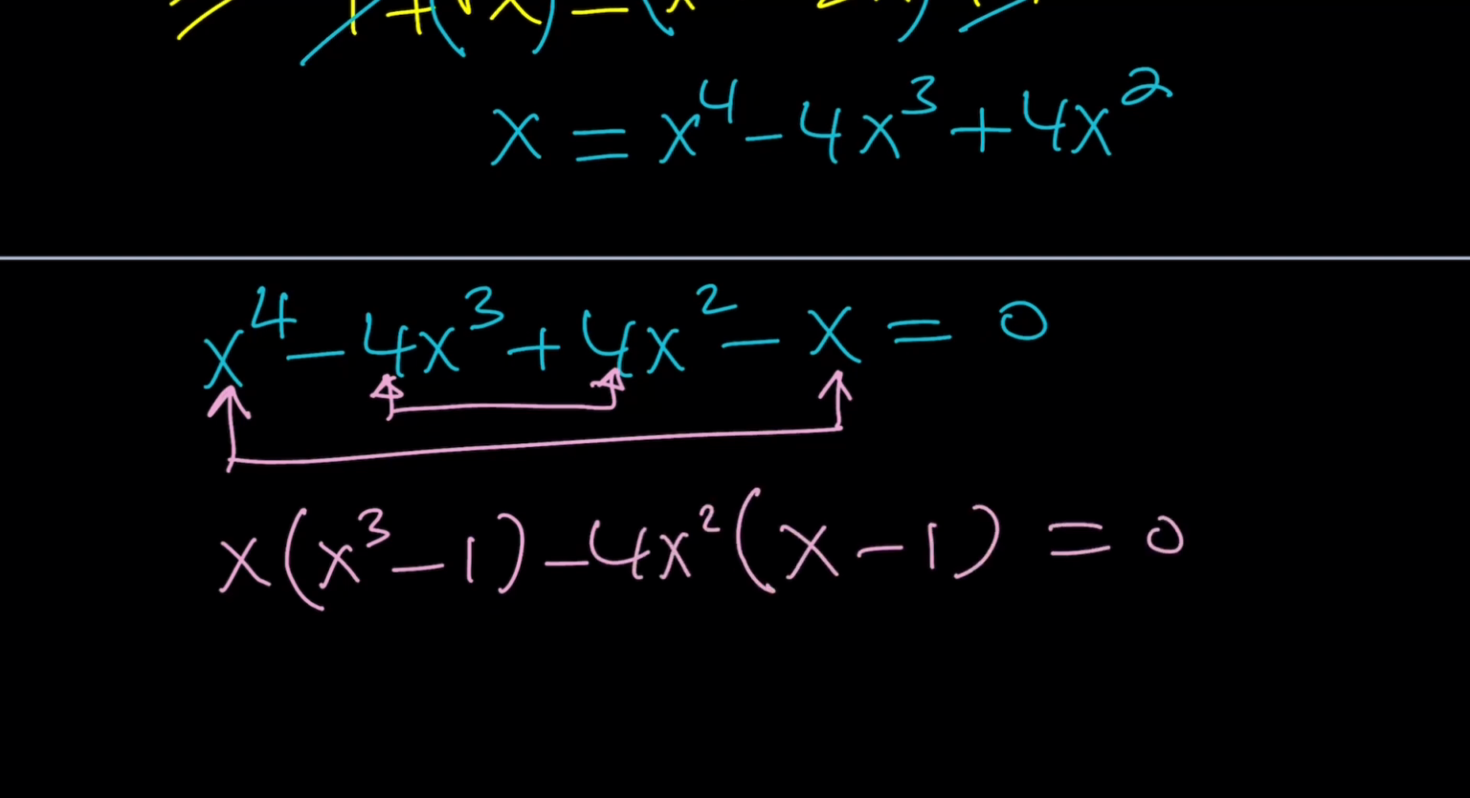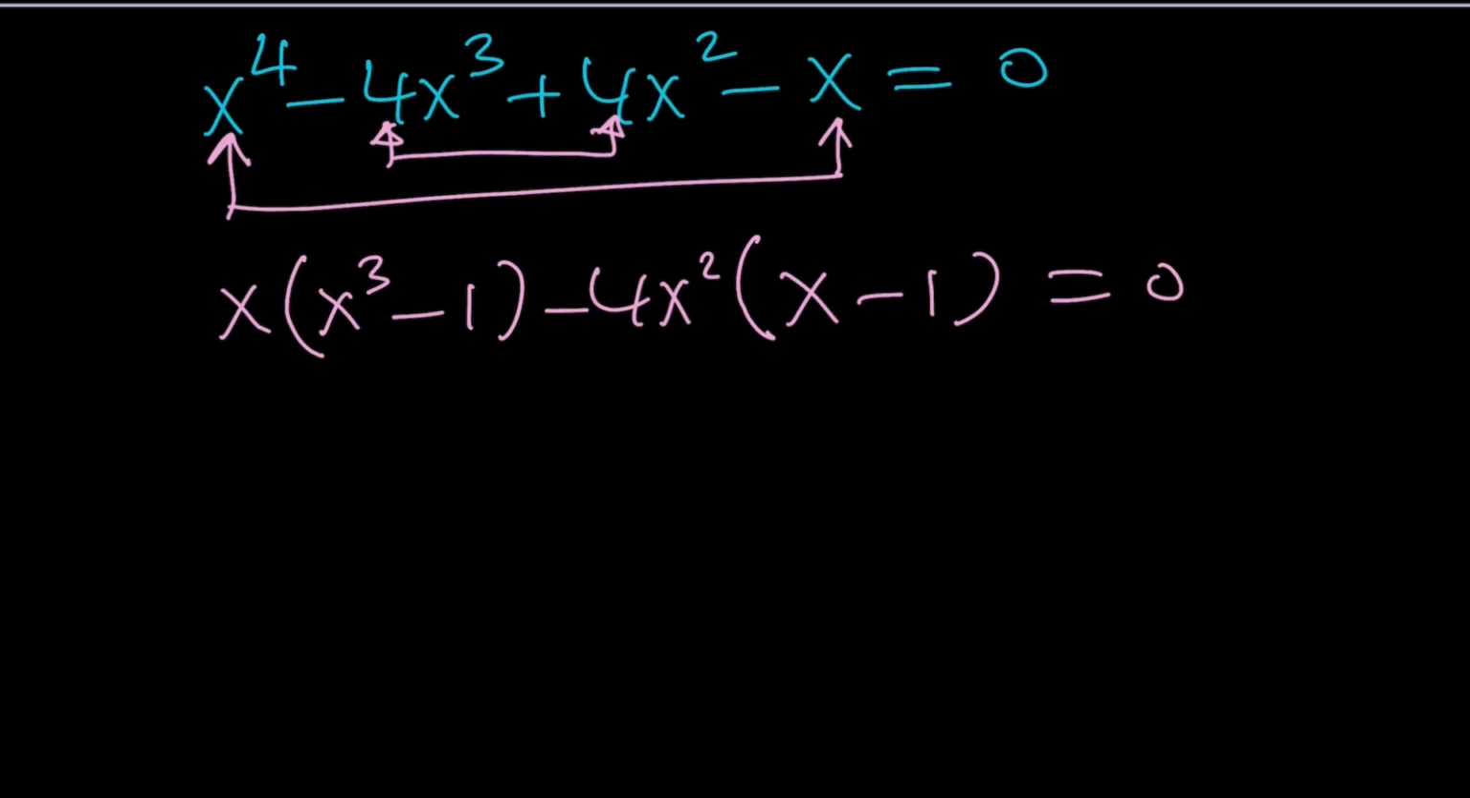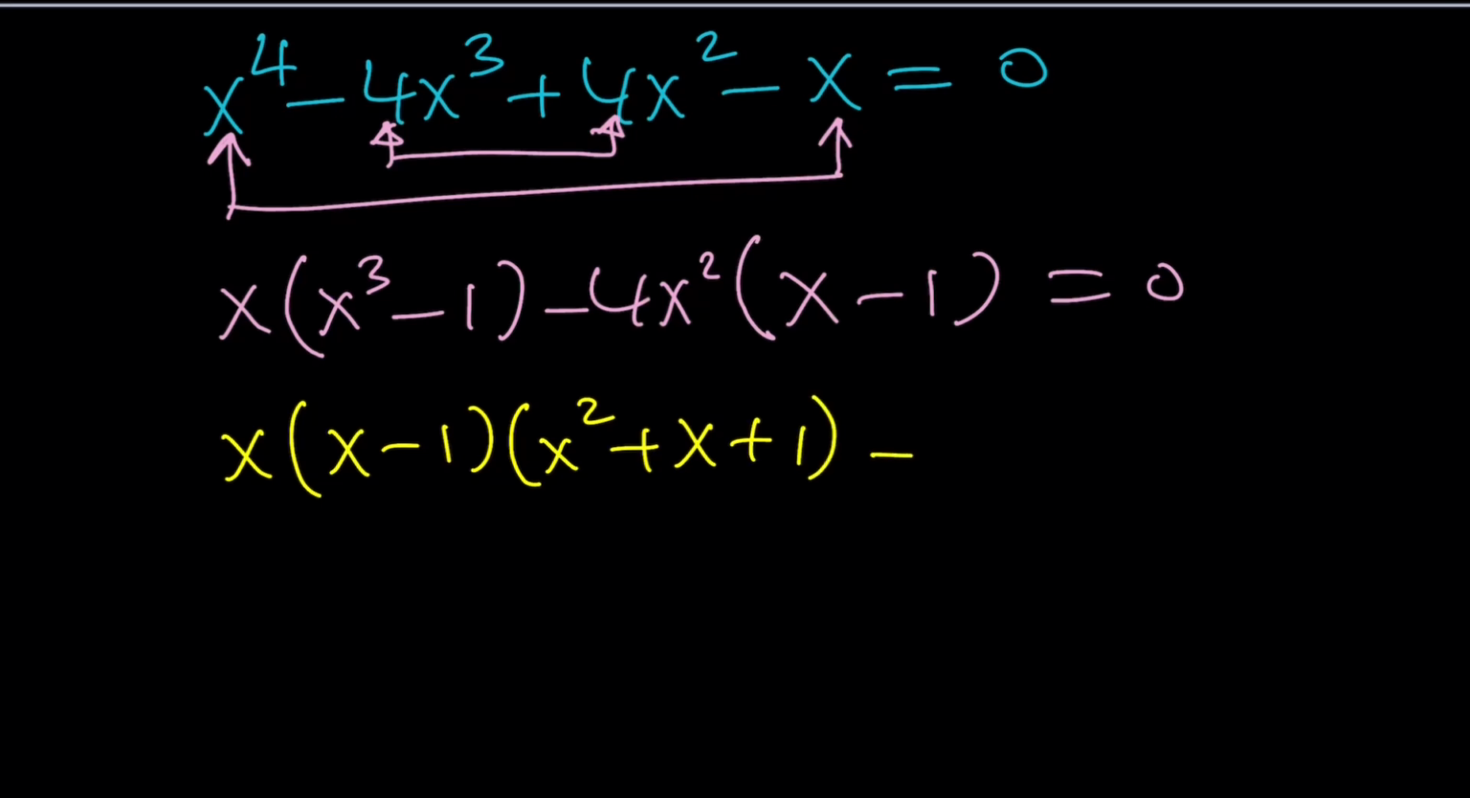Even though we didn't see a common factor, there's going to be one because x cubed minus 1 is a difference of two cubes, which is factorable, and it contains x minus 1. Let's see how that goes. This is going to be x minus 1, x squared plus x plus 1. Remember the formula, minus 4x squared times x minus 1. We can just factor it completely and then set it equal to 0. We don't have to write the 0 every time.